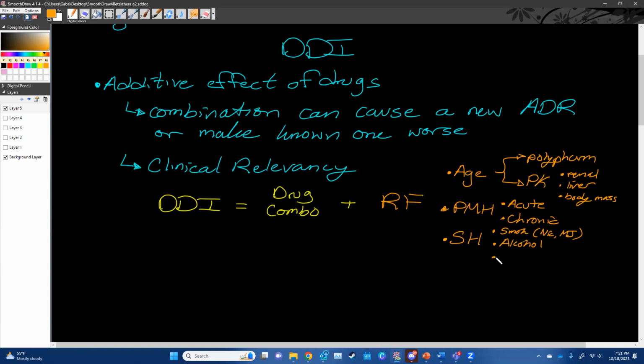And the last social history that I want you to be aware of is socioeconomic status. So someone who has maybe not as good of insurance, or they're homeless, or they're about to lose their job, that is going to affect what drugs they're able to get, right? So money is a huge factor in the outcome of patients.